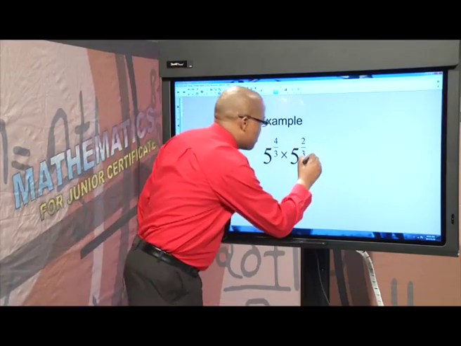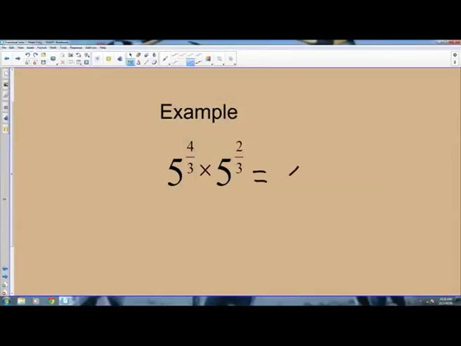So this will be 5 to the power 4 over 3 plus 2 over 3. Not 2 over 2, but 2 over 3. And then this will be 5 to the power 6 over 3, which is equal to 5 to the power 2. You just need to apply what you have learned in other lessons. And then upon simplifying, this is what we got: 5 to the power 2.